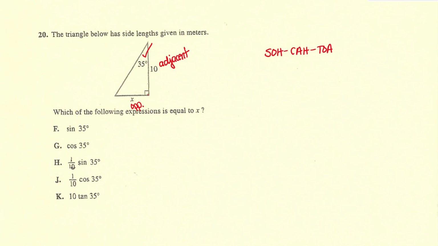Recall, this right angle would imply that this was the hypotenuse, but I don't have that value. I have opposite and adjacent. So I have TOA, or I have tangent. Look at your answer choices. Only one of them is tangent, so I know that must be my answer. Okay, let's take a look at the next one.